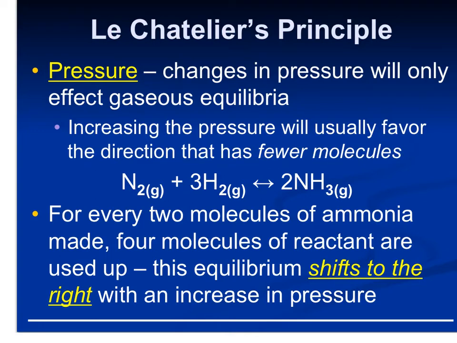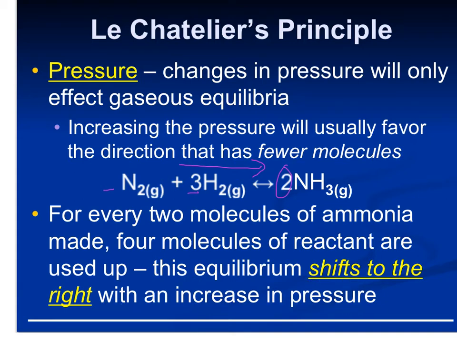So if we were to increase the pressure in this reaction shown here, you can see that we've got 1 mole and 3 moles, so 4 moles on this side, or we can say molecules, remember, and this one only has 2. So if we increase the pressure, we would shift it this way. That means that for every 2 molecules of ammonia made, 4 molecules of the reactant are used up, and in this equilibrium it's going to shift towards the right with an increase in pressure.